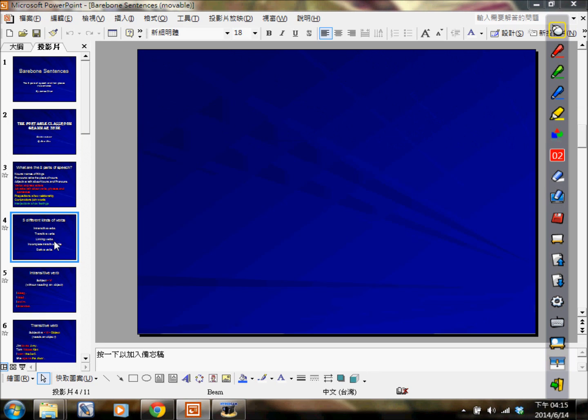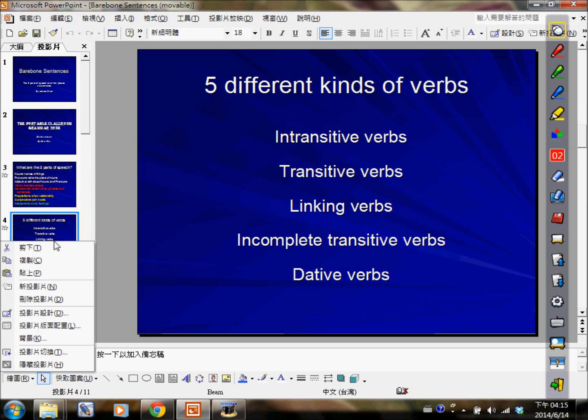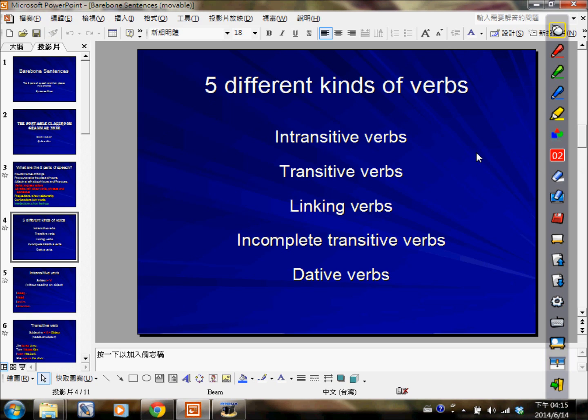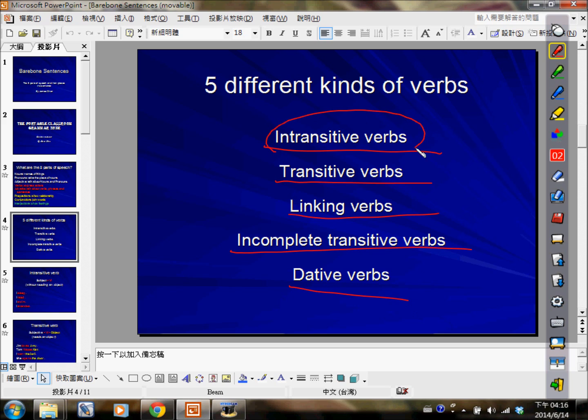So, now we know there are five different kinds of verbs, and they are intransitive verbs, transitive verbs, linking verbs, incomplete transitive verbs, and dative verbs. Now, in truth, there are only two kinds of verbs, and these five different kinds of verbs fall into these two categories: intransitive verbs and transitive verbs. Linking verb is a kind of intransitive verb.